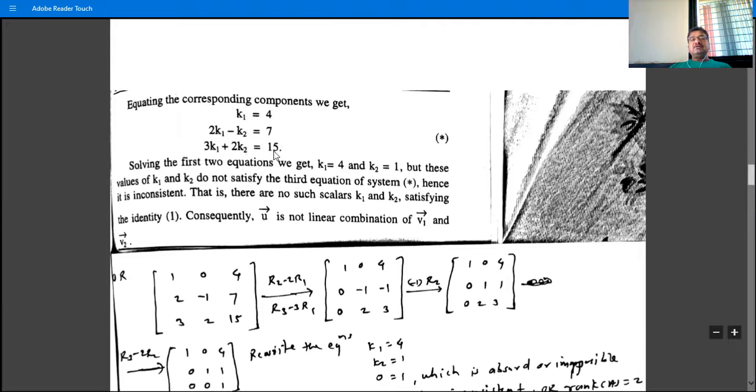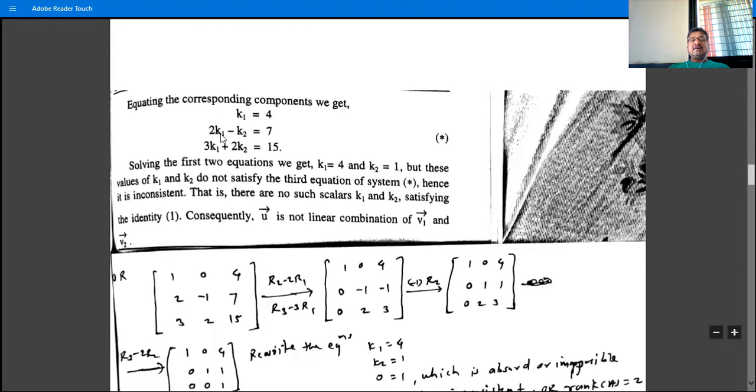But 14 is not equal to 50. So these K1 and K2 do not satisfy the third equation of this system, and hence the system is inconsistent. So this is the way to solve this system, that is, solve any two equations.